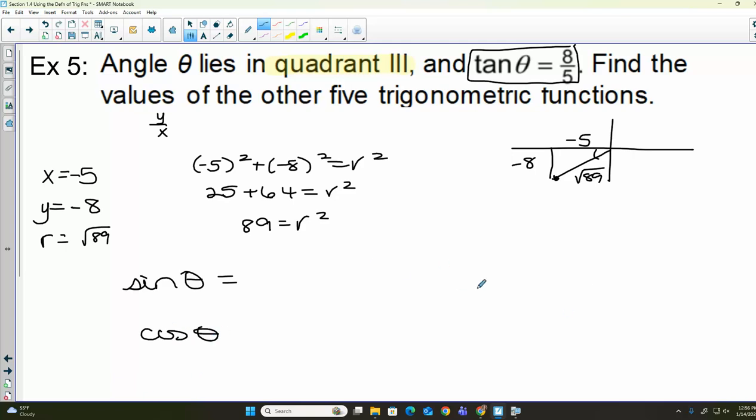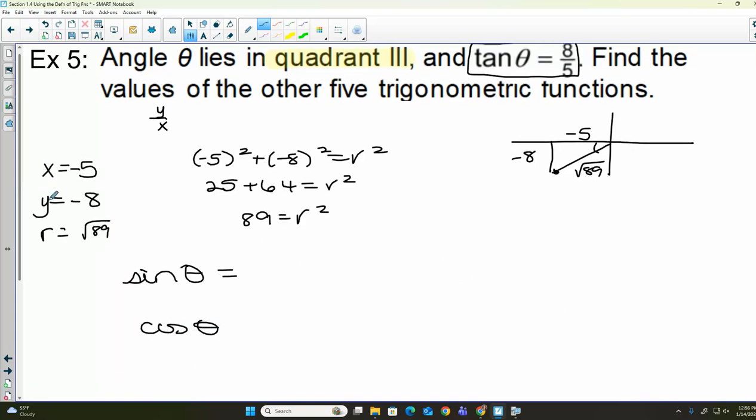I already gave you tangent, so we don't have to relist that one. Can you tell me what cotangent is right off the bat? Yeah, we know cotangent is just the reciprocal of tangent. Or you could go back and do x over y. Sine, y over r, so that would be negative 8 over radical 89. Get the radical off the bottom, so multiply it on top and bottom, and you get negative 8 radical 89 over 89.